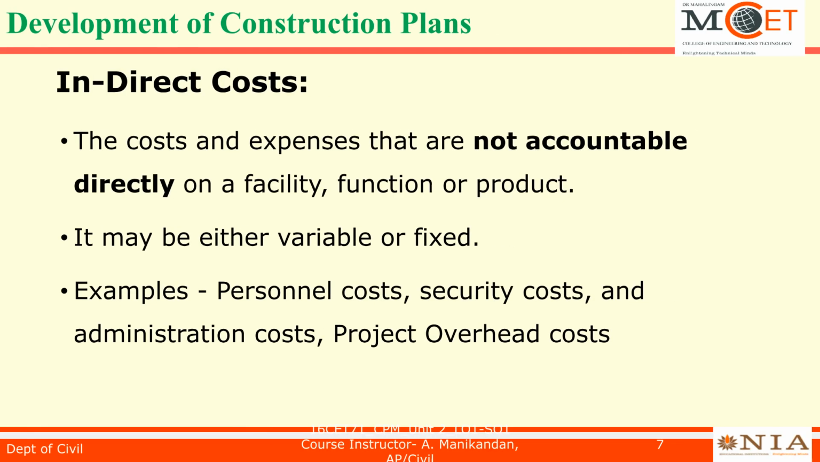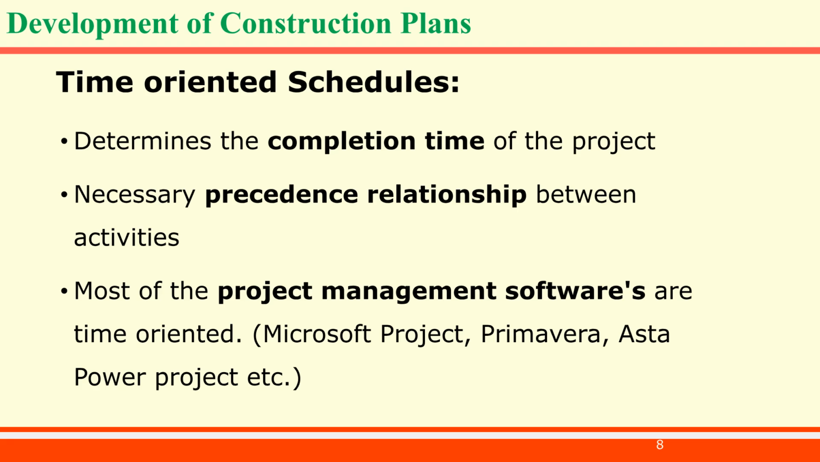Indirect costs are those not directly accountable to a single facility or product. These can be fixed or variable and include items like personnel, security, administration, and project overheads. When creating a schedule, managers can focus on time or resources. First, let's look at time-oriented schedules. Focus: setting clear completion dates and establishing sequence rules between tasks. Sequence rule example: you cannot begin wall painting until wall plastering is completely dry.